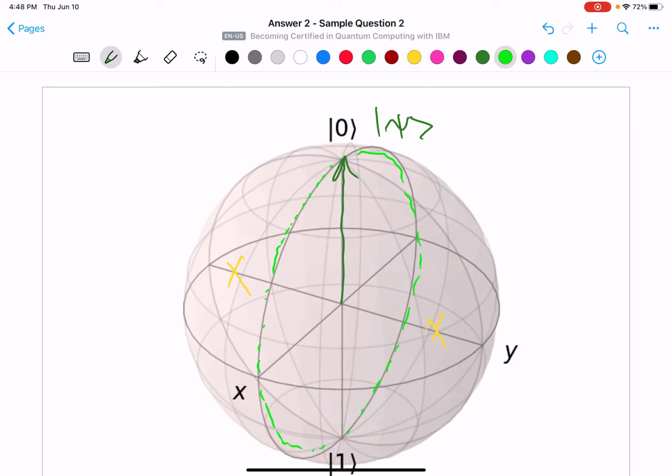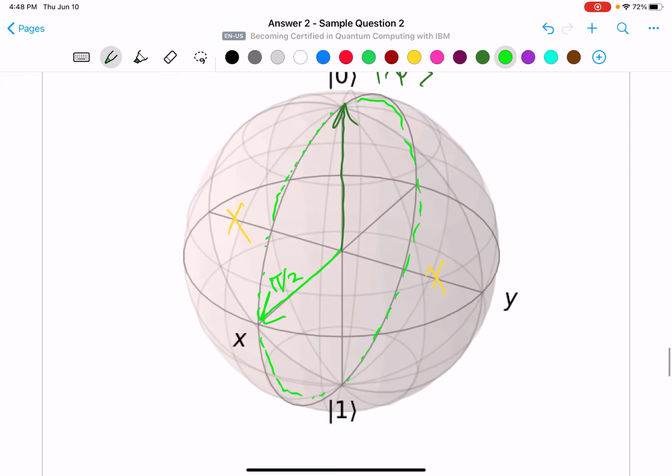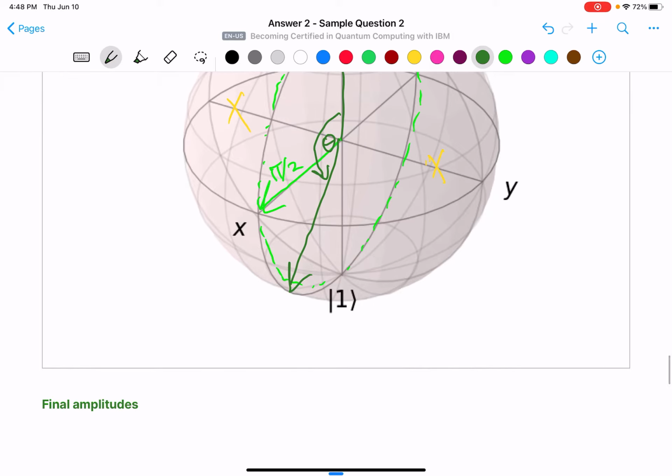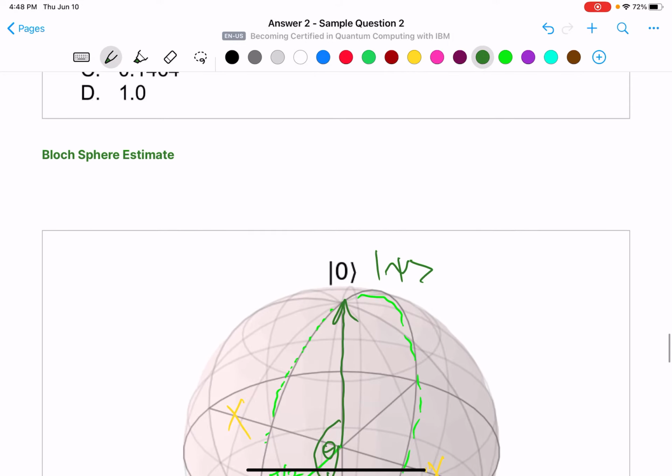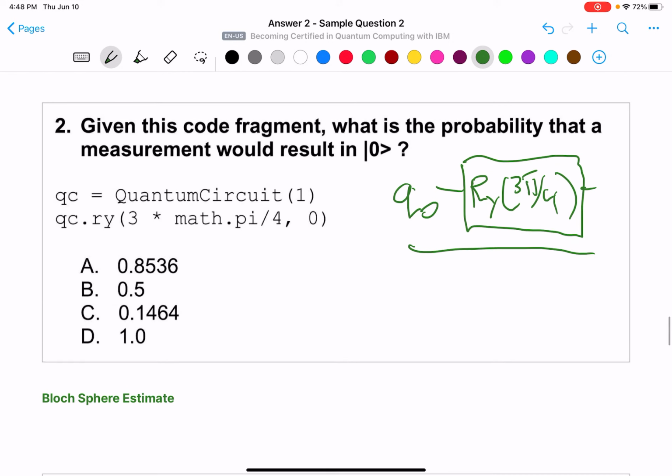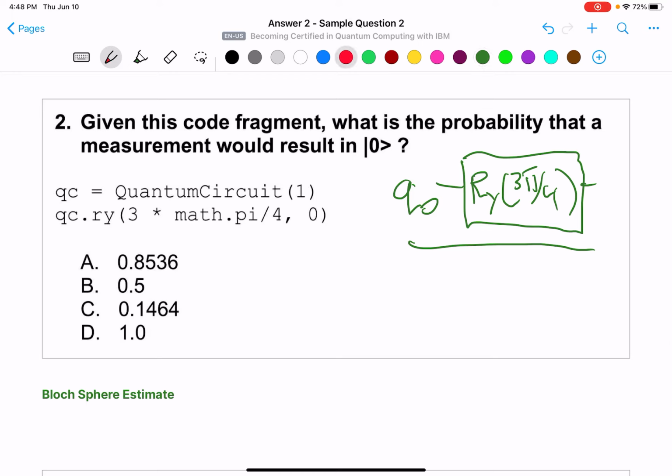If we were to rotate it pi halves, then we would get the 50-50% chance that the Hadamard gives us for measuring a 0 or 1. But because the angle is 3 pi fourths, which is greater than pi halves, we should expect to see the answer somewhere down here, final result, and a greater probability of measuring a 1, since it's closer to a 1 than a 0. So there should be less than a 50% chance of measuring a 0 than a 1, which gives away the correct result. We can eliminate all of these, and boom, there it is.